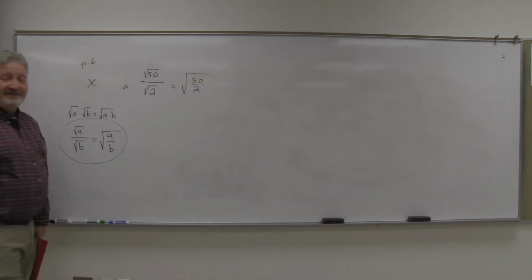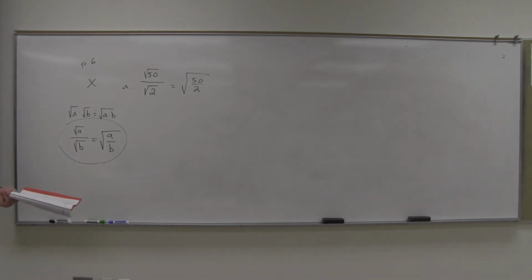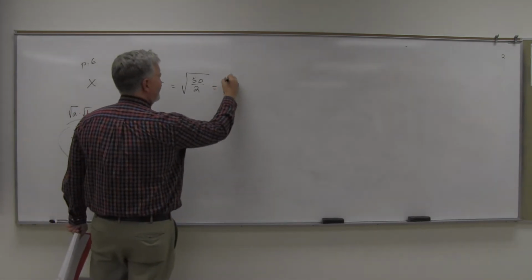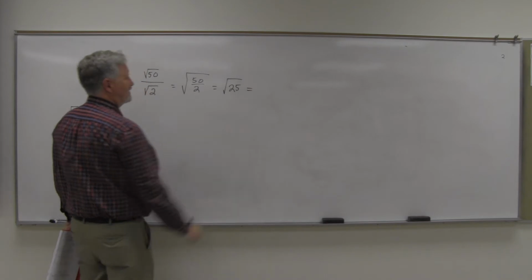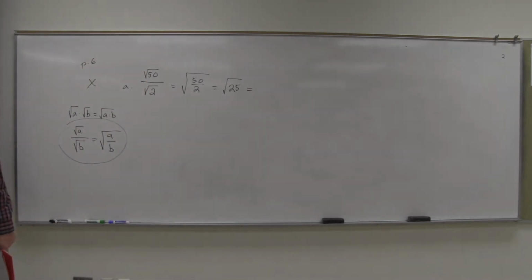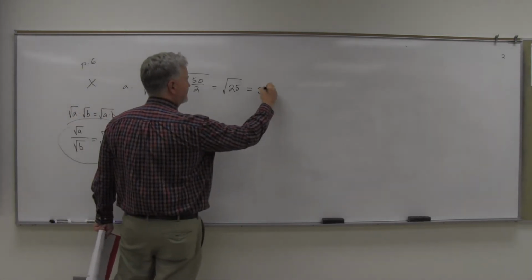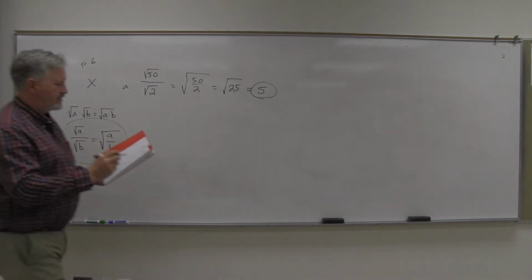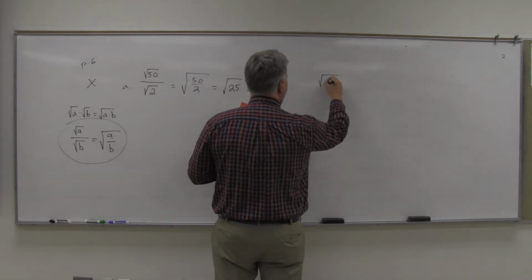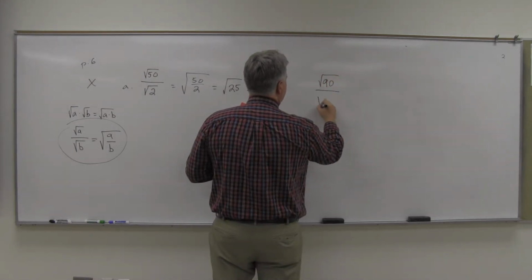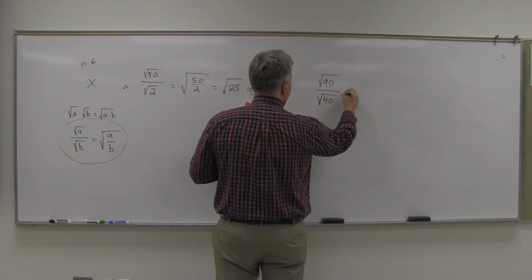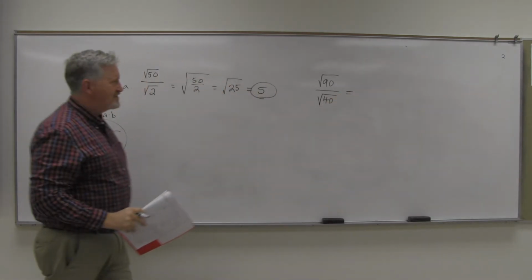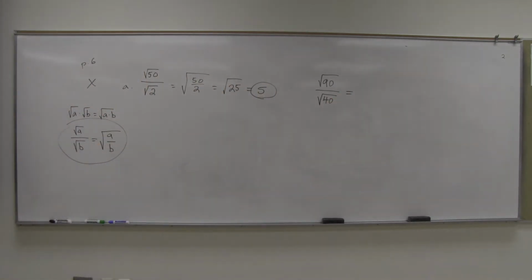Yeah, the square root of 50 divided by 2 becomes the square root of 25. That's 25, yeah. And then the square root of 25 can be square rooted to 5. All right. So let me do one more to the side of that one if you've got room there. So what would be the square root of 90 divided by the square root of 40? Because this one will be the same, but just a little different.